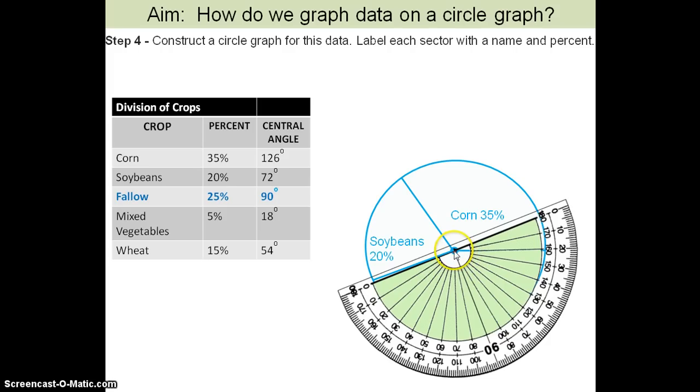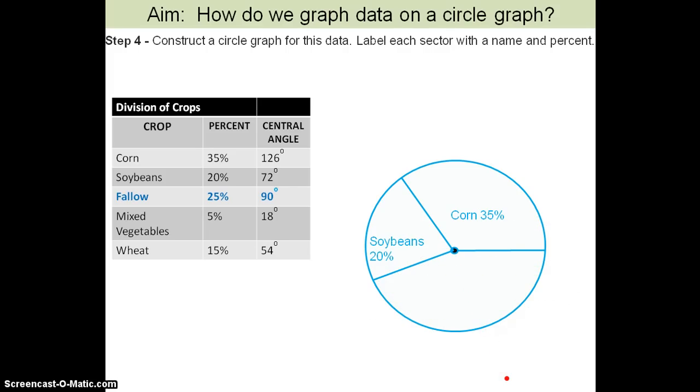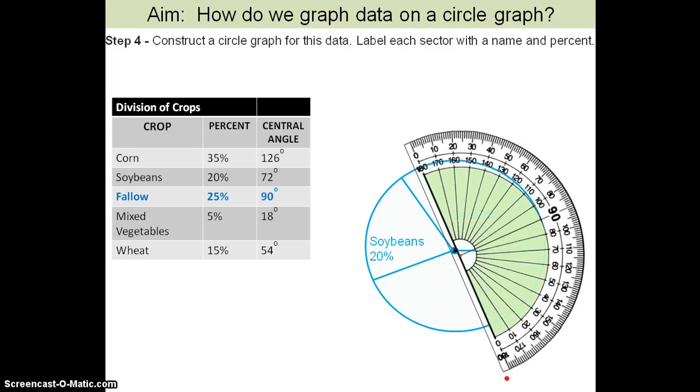The center is going to be lined up on the center of our circle. Line up the 0 line with the last radius we just made for soybeans. And then we're going to count over 90 degrees, again using the inside numbers. Make a mark outside of the circle. Turn our protractor around. Use it as a straight edge to connect the radius to the outside circle.